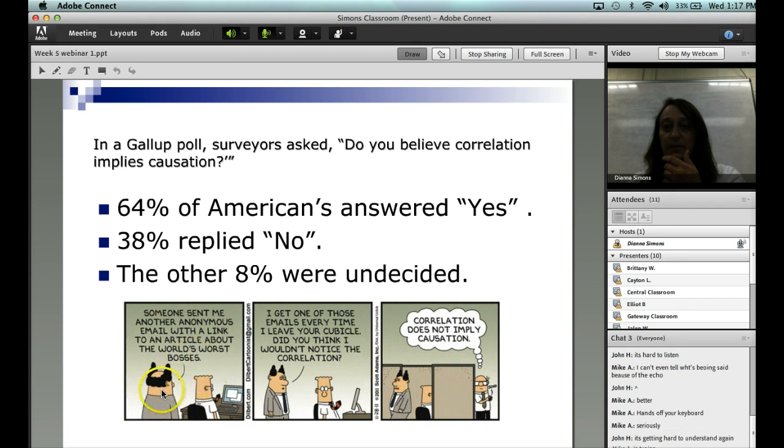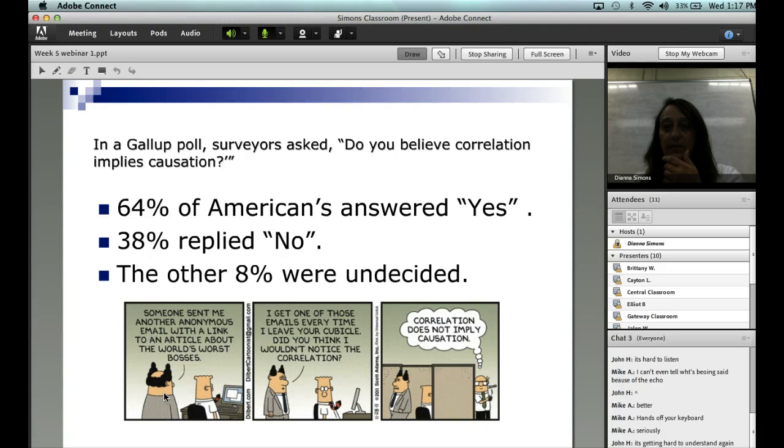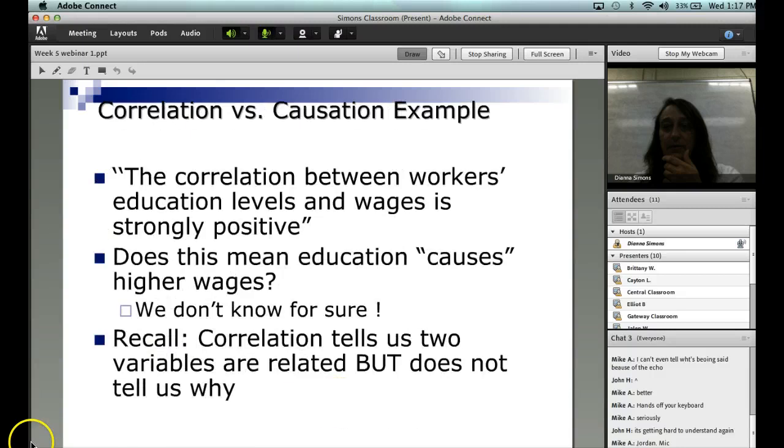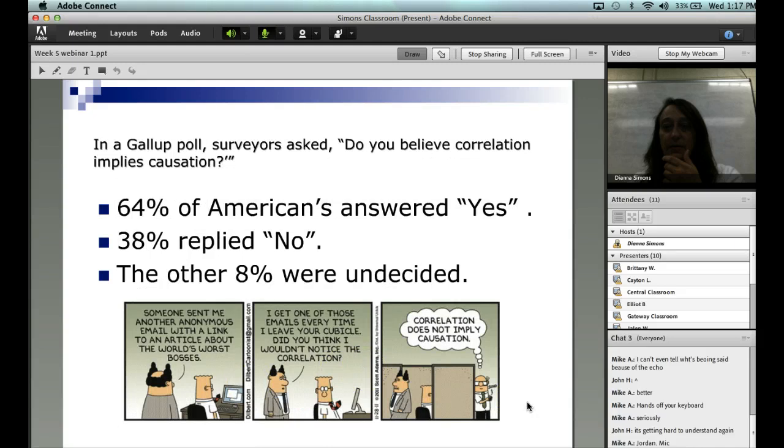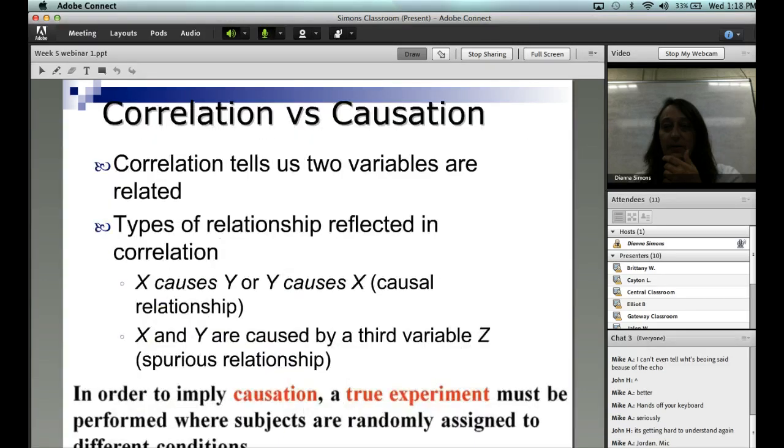If you look at the comic down here, do you guys ever read Dilbert? No. Okay. Sometimes. So the boss comes in and says, someone sent me an anonymous email with a link to an article about the world's worst bosses. And it happens every time the boss goes into Dilbert's office. Okay, so what this boss is thinking is that Dilbert is sending him this email when really it's this other guy, because they're in cubicles. So correlation does not always imply causation.